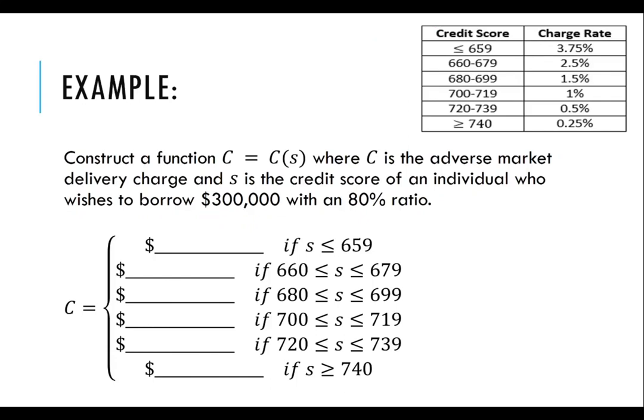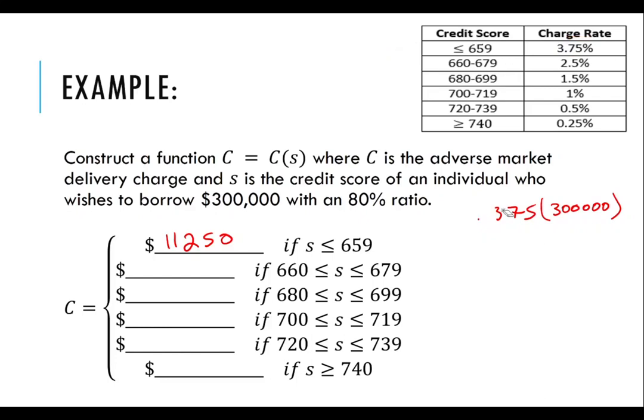And so for the first one, if I want to know what goes here, I need to first consider that they have a credit score of less than or equal to 659. So that's this part. Then that was a 3.75 charge rate, which means that it's a 0.0375 rate times that $300,000. And if we multiply that together, we're going to get 11,250. And that's how much they would have to be charged if they're going to borrow $300,000, and that's their credit score.